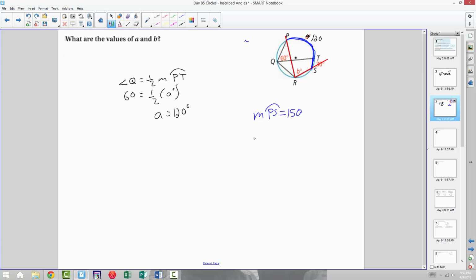So I know that angle R is equal to half the measure of arc PS. Now some of you might be asking, how come I'm not using PTS? Remember that we use 2 letters to name a minor arc, which is less than half a circle. You use 3 letters to name a major arc, which is greater than half a circle. So PS is a minor arc because it's less than 180, because it was 150. So B is equal to half of 150. So B is equal to 75 degrees.